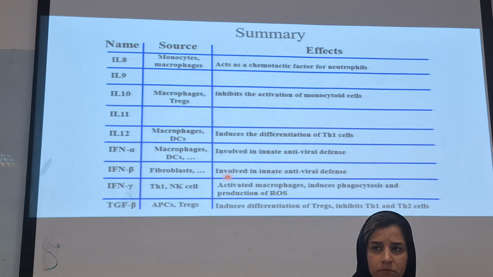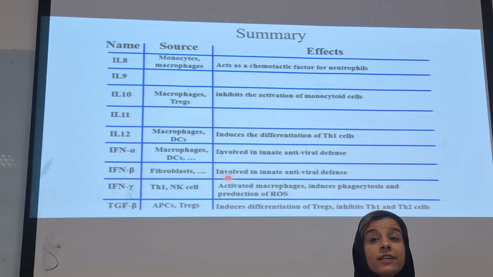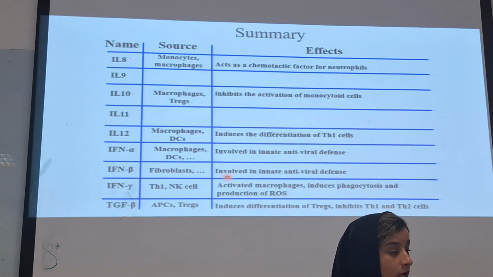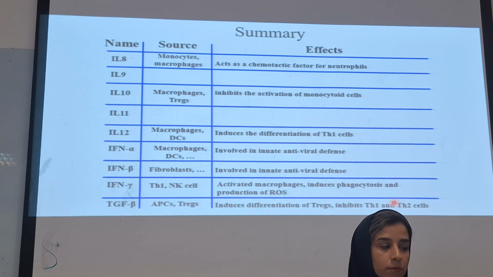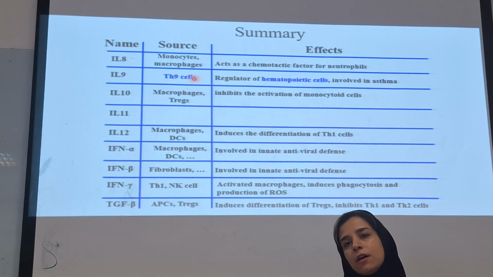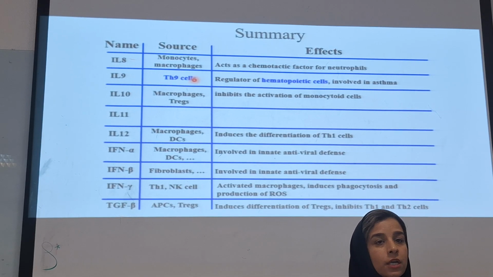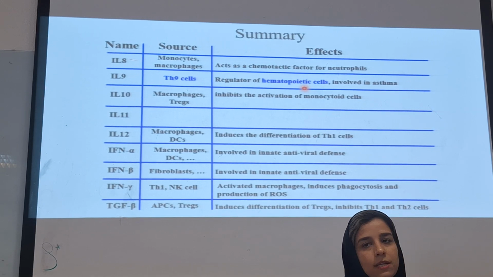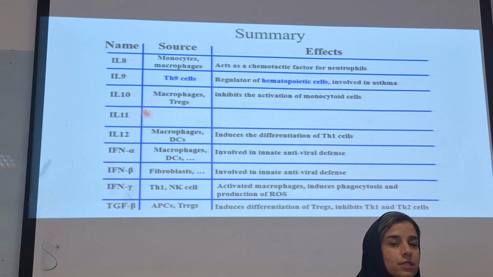And TGF-beta is a stimulatory or inhibitory cytokine? Inhibitory. Like interleukin-10, it is very important for immunosuppressive responses and induces Treg and inhibits T helper 1 and T helper 2. And what about T helper 9? T helper 9 is a new subset of T helper, like T helper 1, T helper 2, T helper 17, T helper 3. And these T cells are regulators for hematopoietic stem cells and very important in asthma and allergic reaction.